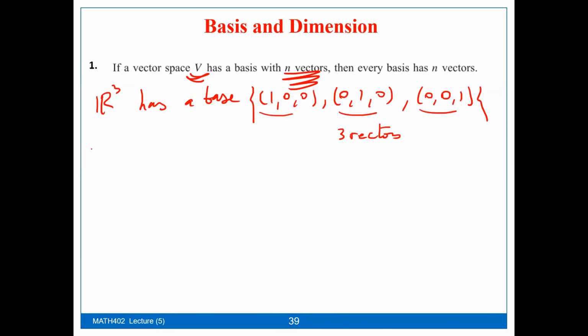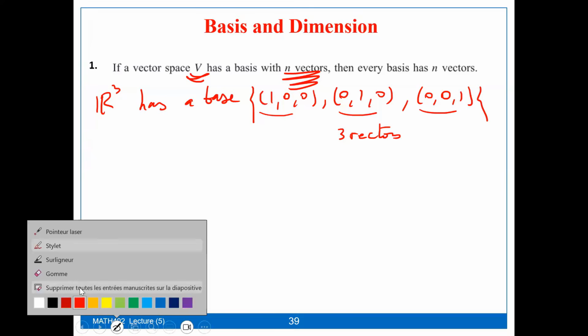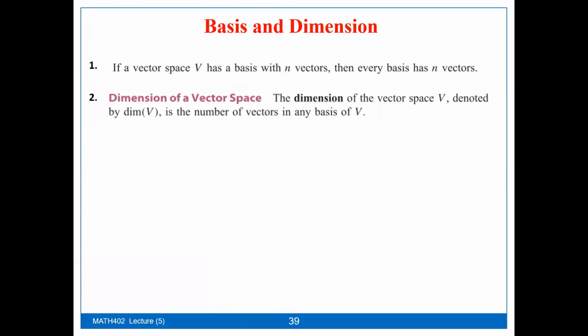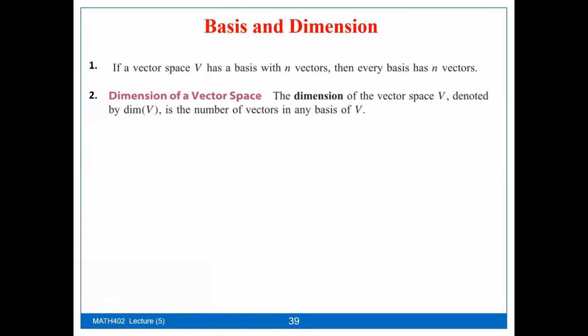If they give you a set with 4 vectors and say show that it's a base of R3, say no, this is not correct. Any base of R3 has 3 vectors only. No more and no less. Exactly 3 vectors to be a base. And the number of elements of the base of a vector space is called the dimension of the vector space.